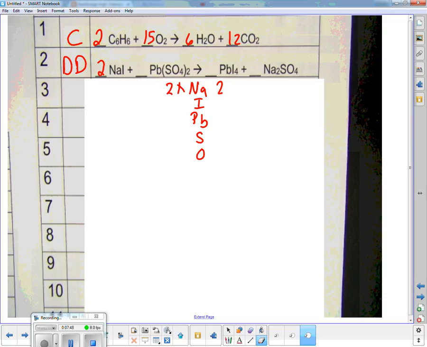So I now have 2. I now have 2 iodines on the left, but I have 4 on the right. So now I've got to go back, erase that, and put a 4 here, which will change both this and this. So now I got to go back and fix my sodiums on my right by putting a 2 here, and everything's still balanced. Okay? Then I go to my lead, 1, 1. My sulfurs, 2, 2. My oxygens, 8 and 8. Good.